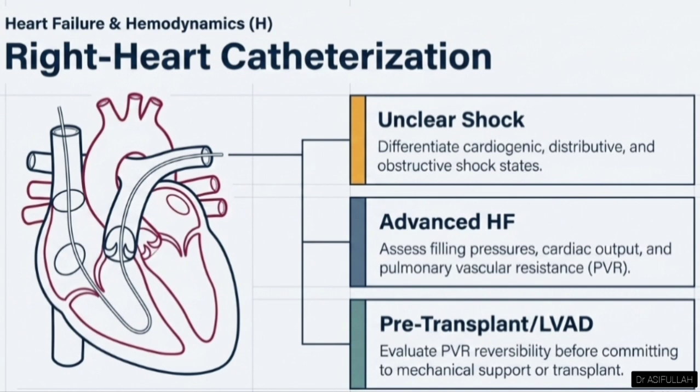Right heart cath is done for diagnosing shock. When cardiogenic, distributive, and obstructive shock states are confused, use right heart cath to clear the situation. In advanced heart failure, it assesses filling pressures, cardiac output, and pulmonary vascular resistance, and is used for diagnosis of right heart failure or pulmonary hypertension. Pre-transplant, right heart cath is done to evaluate PVR reversibility before committing to mechanical support or transplant.